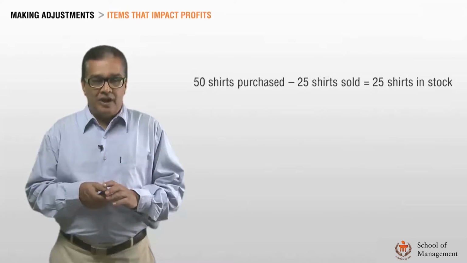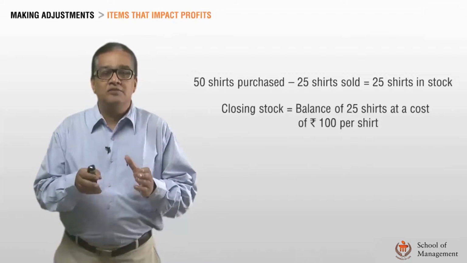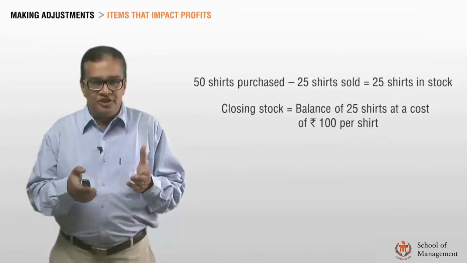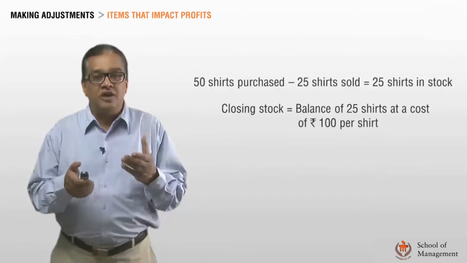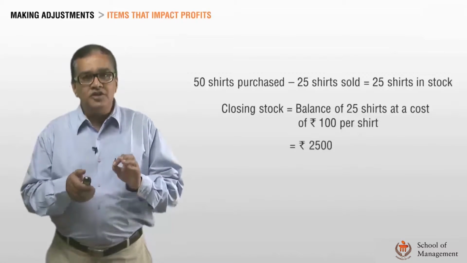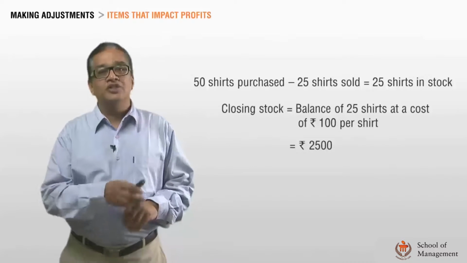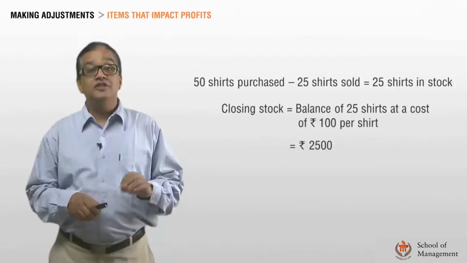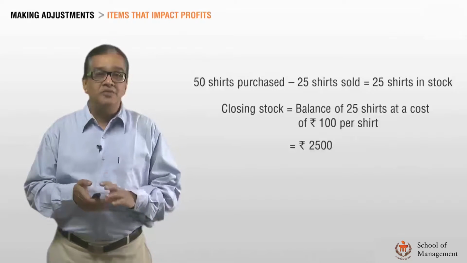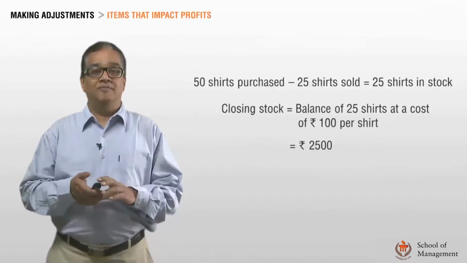So, at the end of a particular period, 25 shirts would remain as stock or balance. The cost price of these 25 shirts at rupees 100 per shirt would be rupees 2,500. Now, this rupees 2,500 is what is known as the closing stock or closing inventory. This is one of the most important items to be considered while recording the transaction.